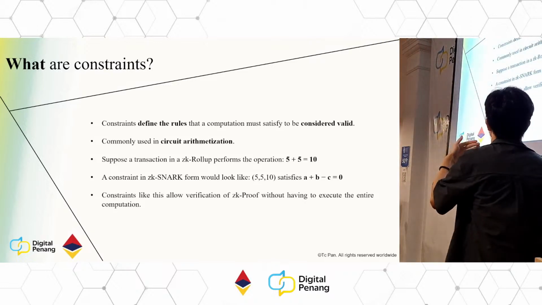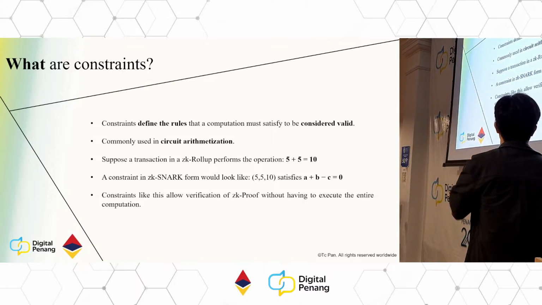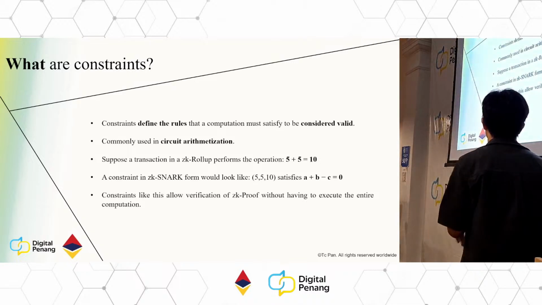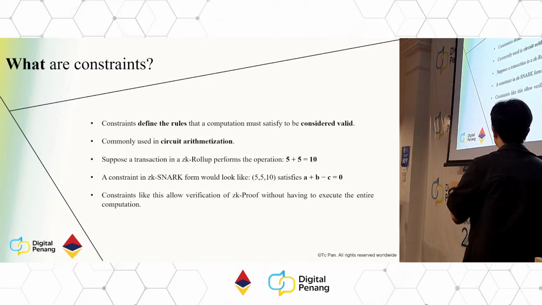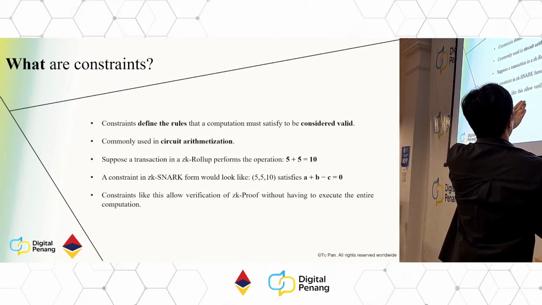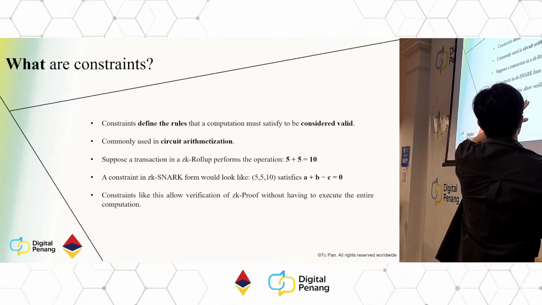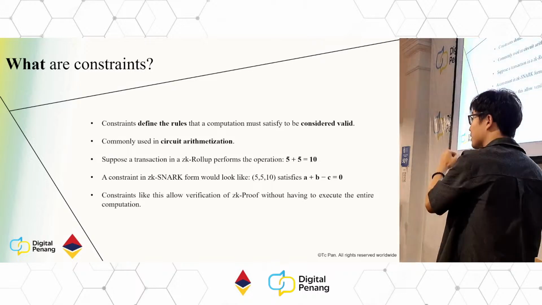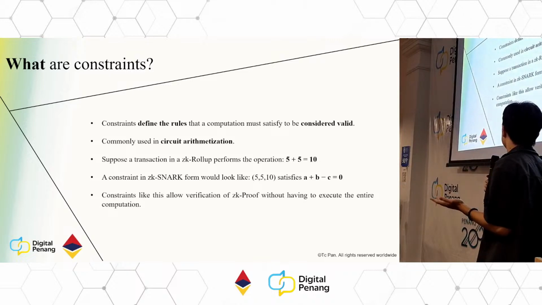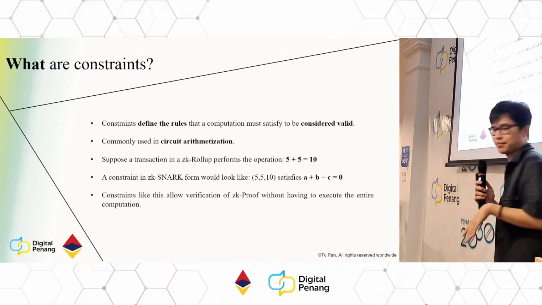Just mentioning first, suppose a transaction in the ZK rollup performs the operation 5 + 5 = 10, which is a basic addition. A constraint in ZK-SNARK form will look like this, an equation that will satisfy A + B - C = 0. So if you plug in these numbers, you will get exactly the number 0. And a constraint like this actually allows verification of a ZK proof without having to execute the entire computation.